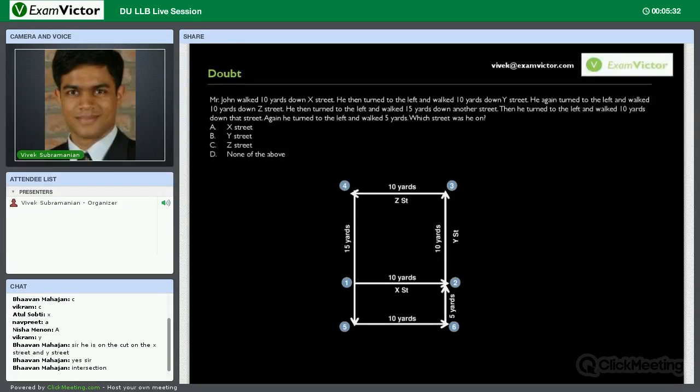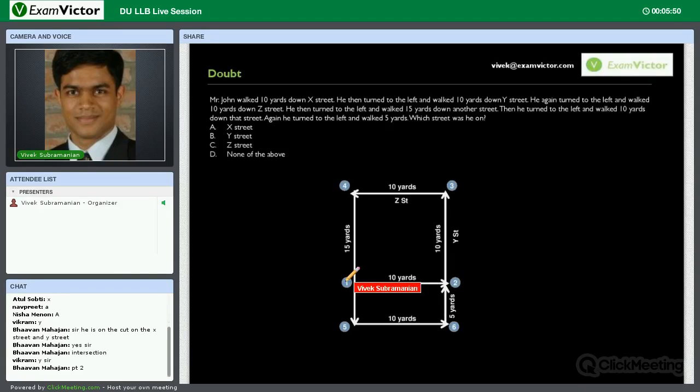I've got the diagram made now. I have reduced the size of the question and I've just made the diagram here. So this is what is happening. You see the 1, 2, 3, 4, 5, 6. Yeah, so the answer is Y. You're right, Vikram, the answer is Y. So see what's happening here, right?